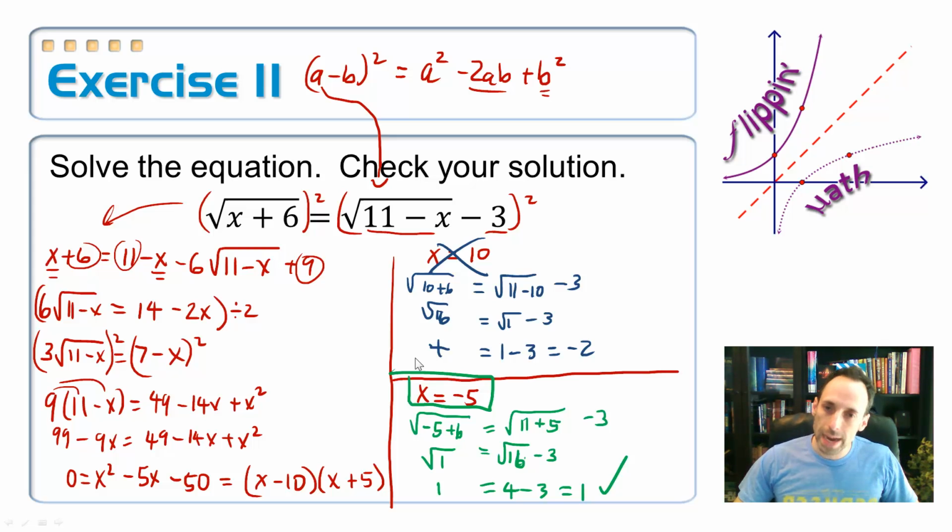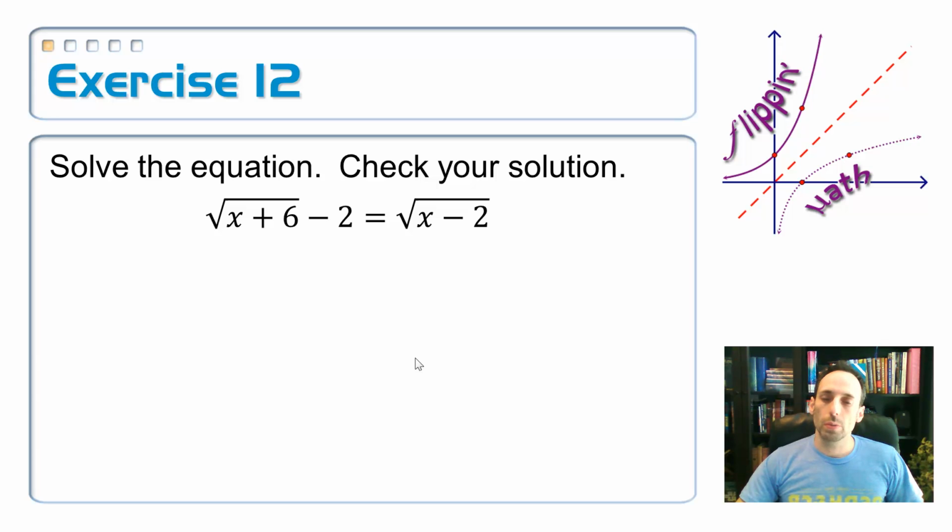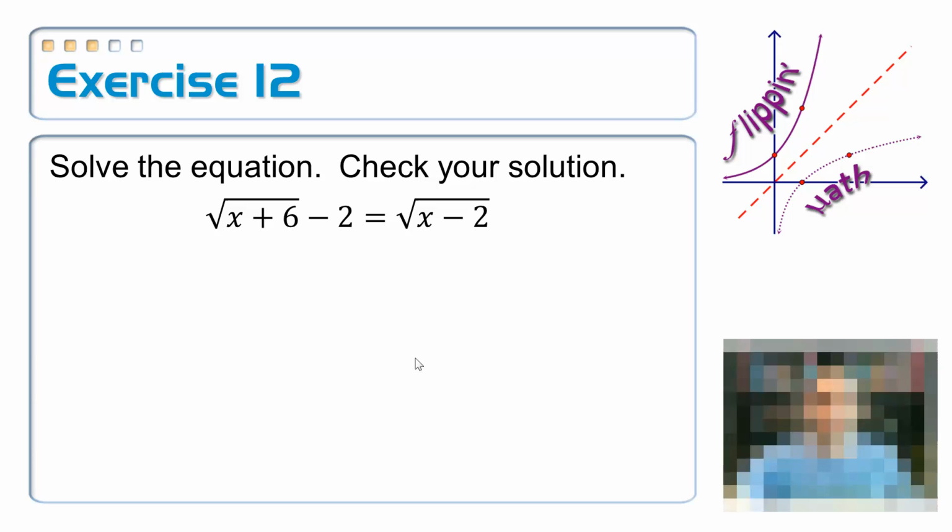Whew, man, was that a lot of work, but rewarding. Man, the payoff was pretty great on that. So you'll probably want to try this one on your own.